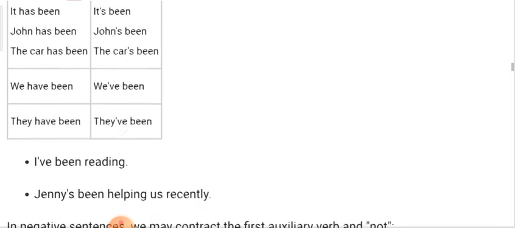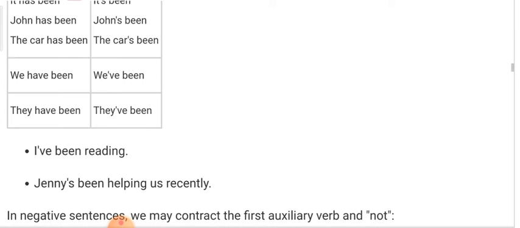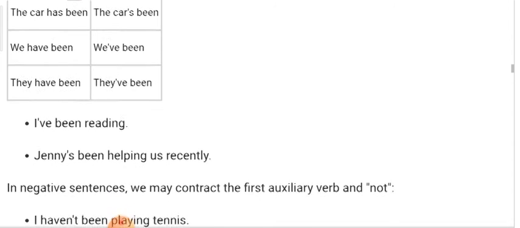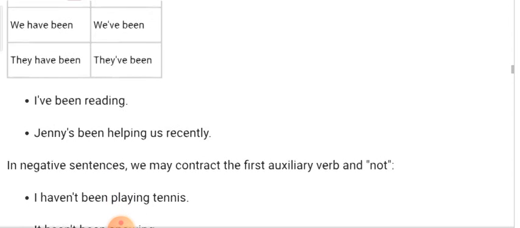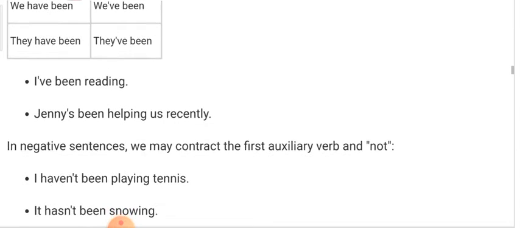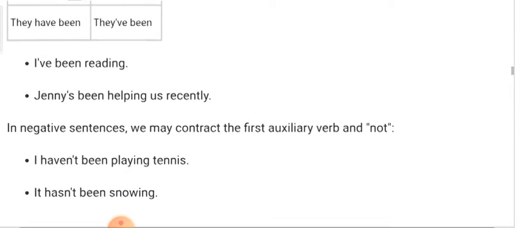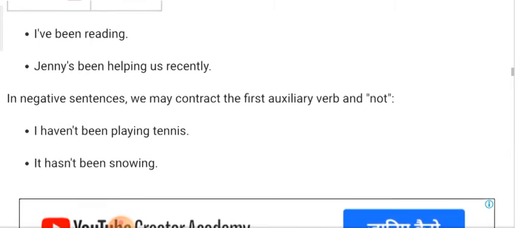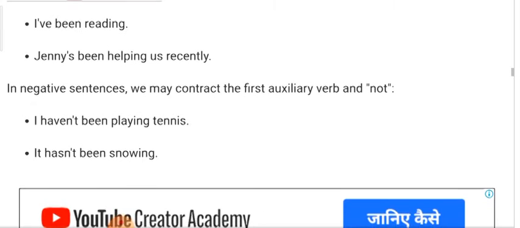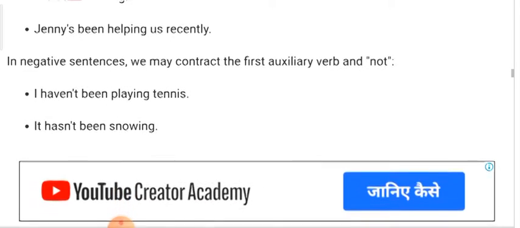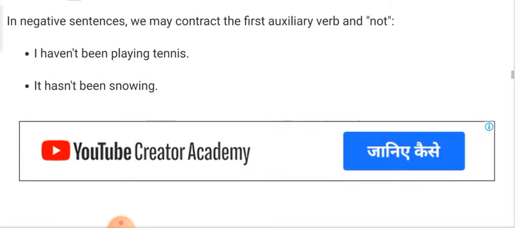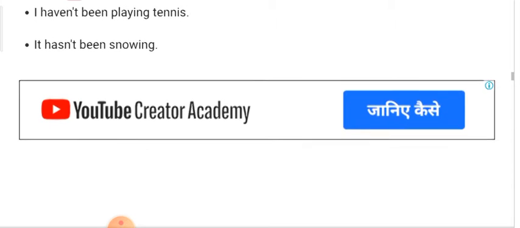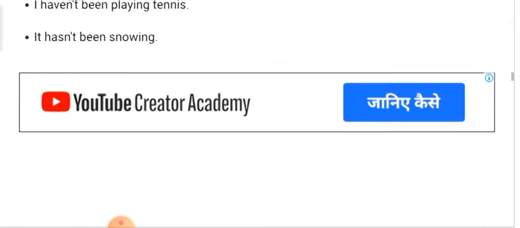You can see there, I've been reading, John's been helping us recently. So I've been reading is the short form, and John's been helping us recently is also a short form. When we write a negative sentence, we can do it like this: I haven't been playing tennis. In this way we have to form the present perfect continuous short form.